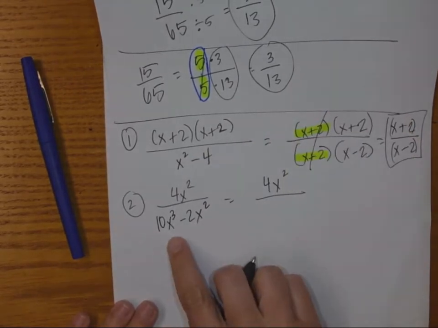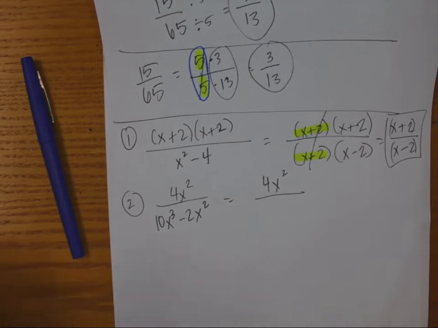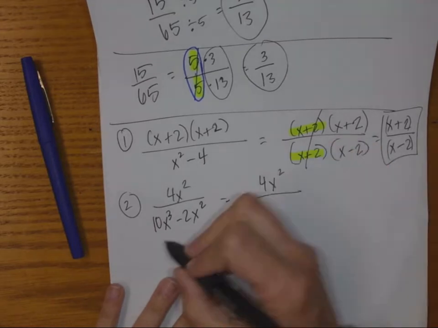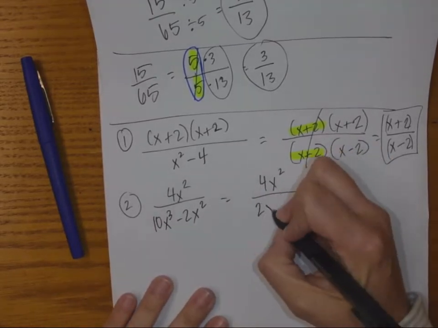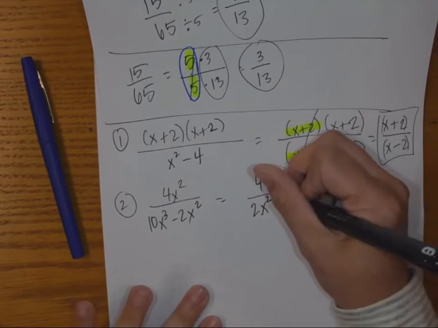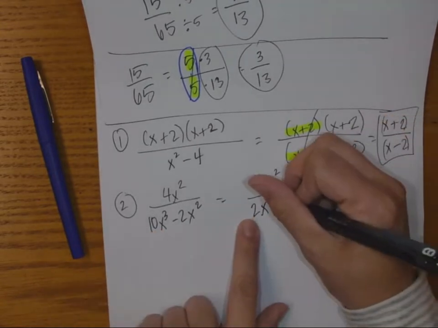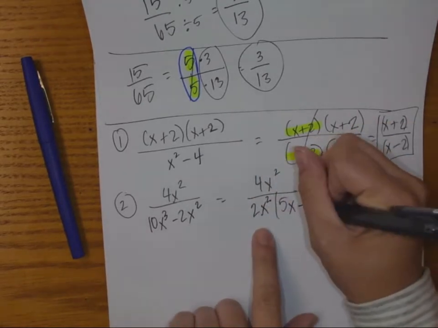On bottom, 10x cubed minus 2x squared. The way you factor that is, this is a GCF problem. So I take out what they have in common. They have a 2 and an x in common. 2x squared, actually, because this has 2 x's and that has 3. So I can take out a 2x squared. Left over is 10x cubed divided by 2x squared is 5x. 2x squared divided by 2x squared is 1.